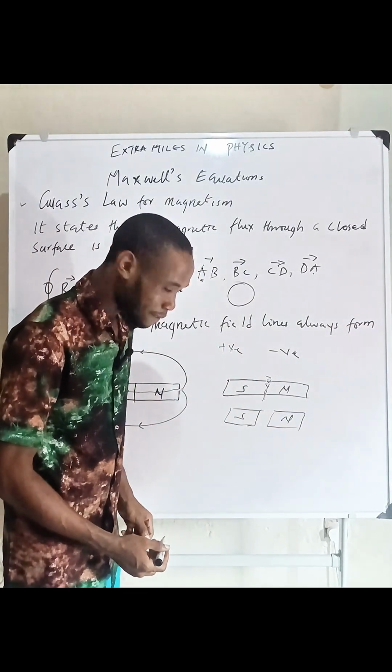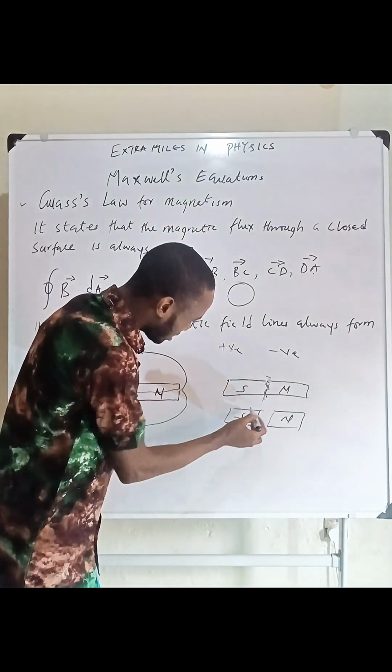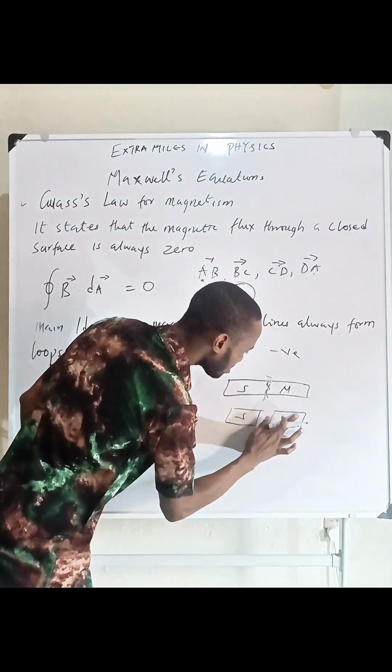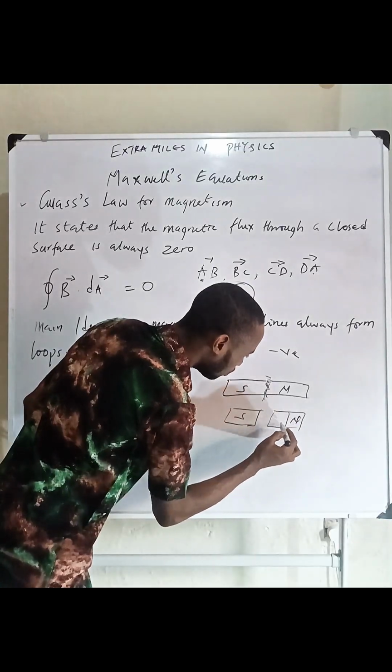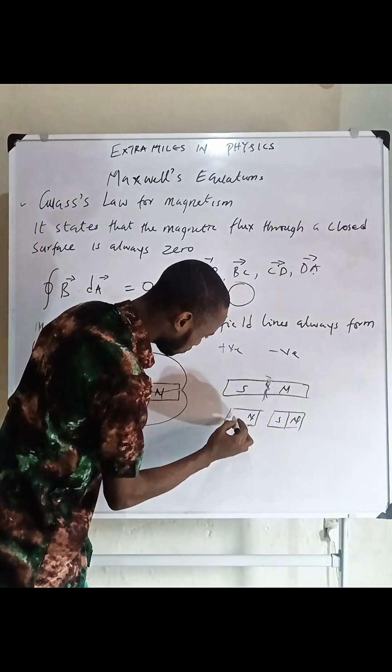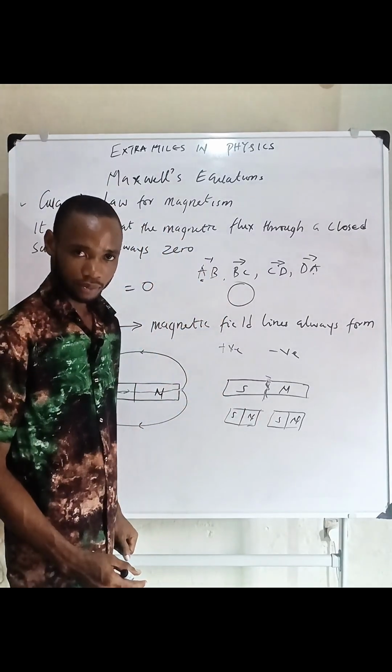Why? Immediately this magnet breaks into two, what happens? It immediately forms a new north pole and what? South pole. This one also forms what? North pole and what? South pole.